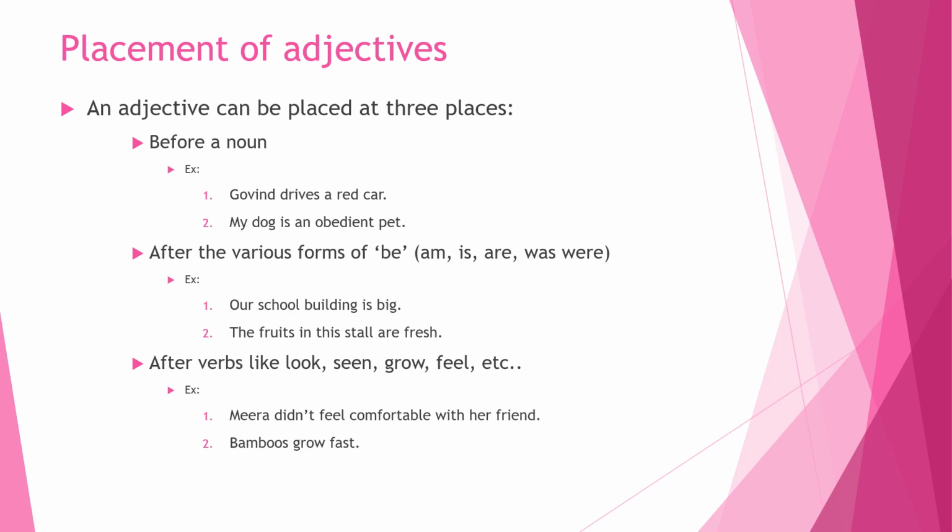In the next sentence, the fruits in this stall are fresh. Here, the verb form of be is are, and fresh is an adjective which is placed after the verb form are. So, the fruits in this stall are fresh. Here we have placed an adjective after the verb form, that is are.